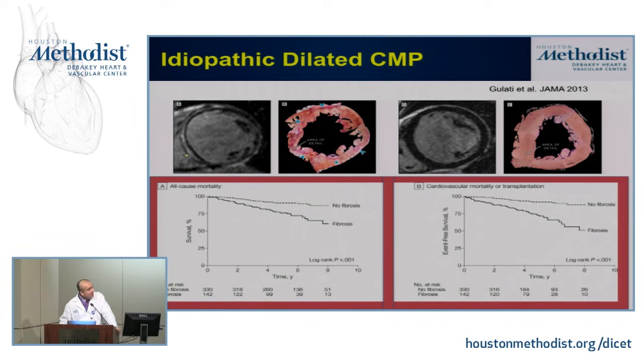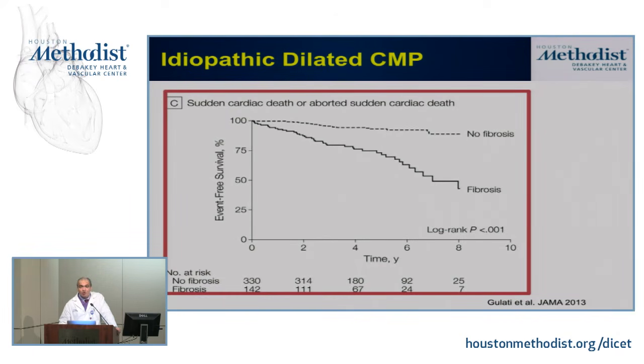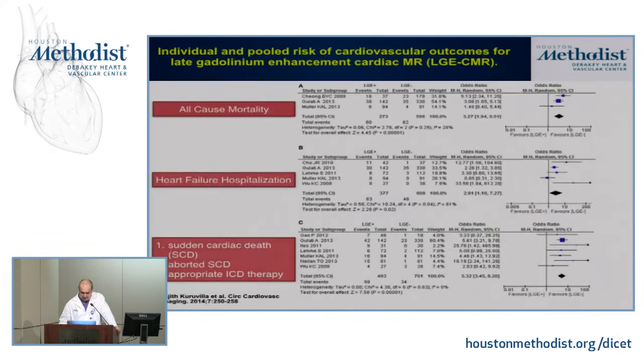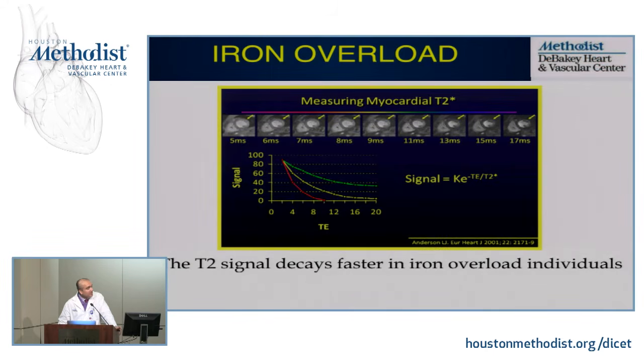And in this very elegant publication out of the UK, they were able to demonstrate that in patients with non-ischemic dilated cardiomyopathy, having this mid-wall stripe, having this non-ischemic injury, was associated with a worse outcome, both from the standpoint of all-cause mortality, cardiac mortality or need for transplantation, and then also in addition to that, from a sudden cardiac death standpoint. And then this is just meta-analyses looking at multiple studies that have confirmed the same findings in non-ischemic cardiomyopathy.